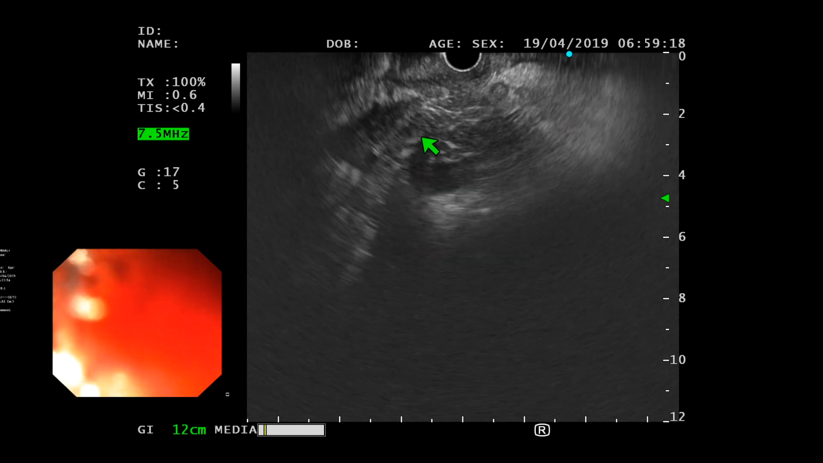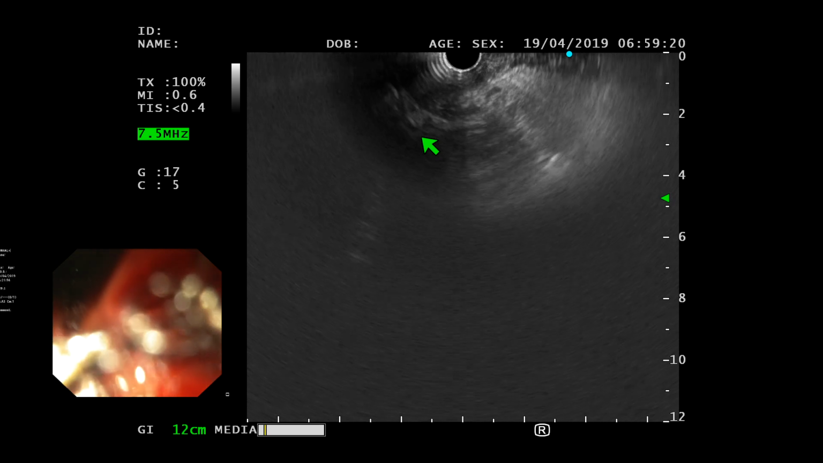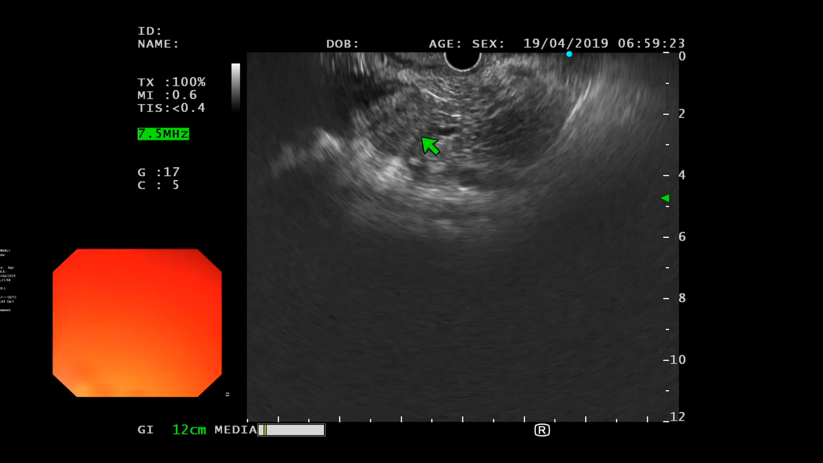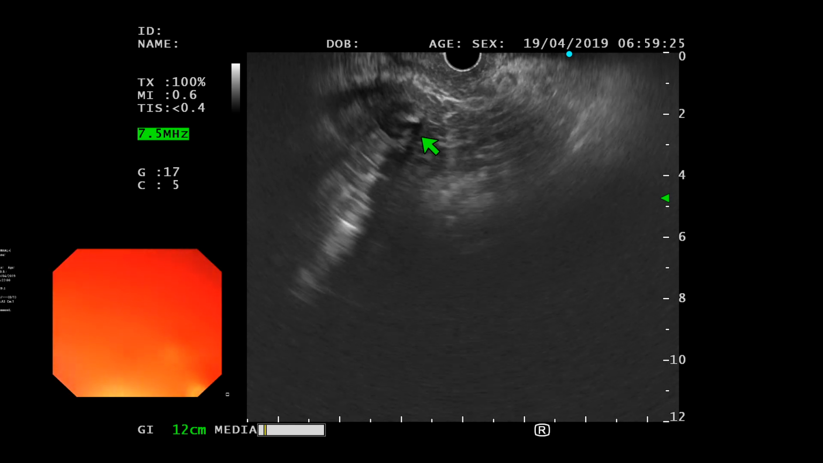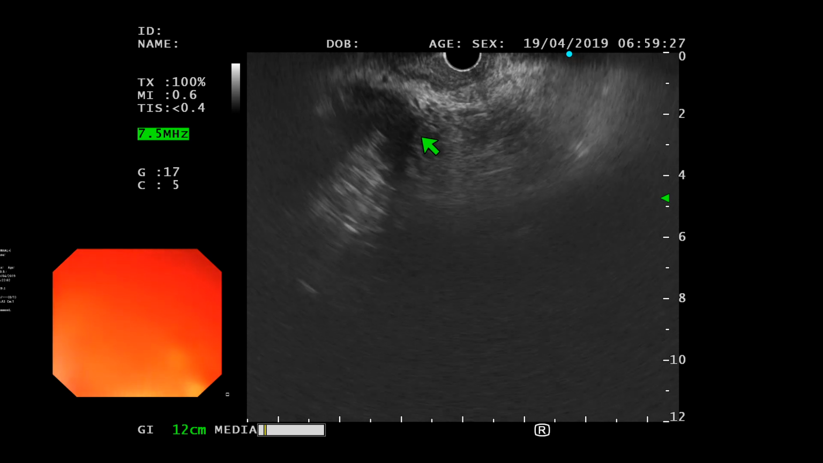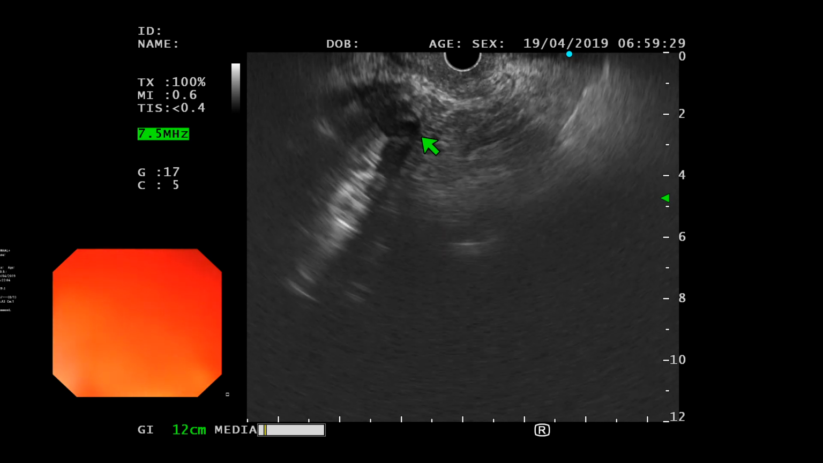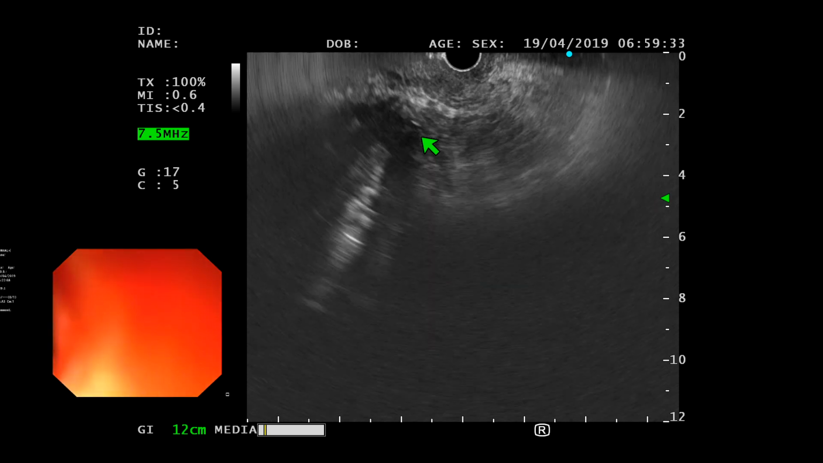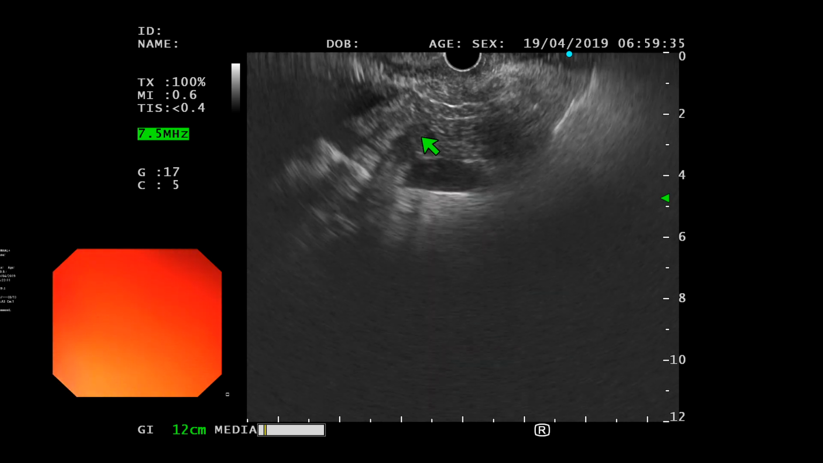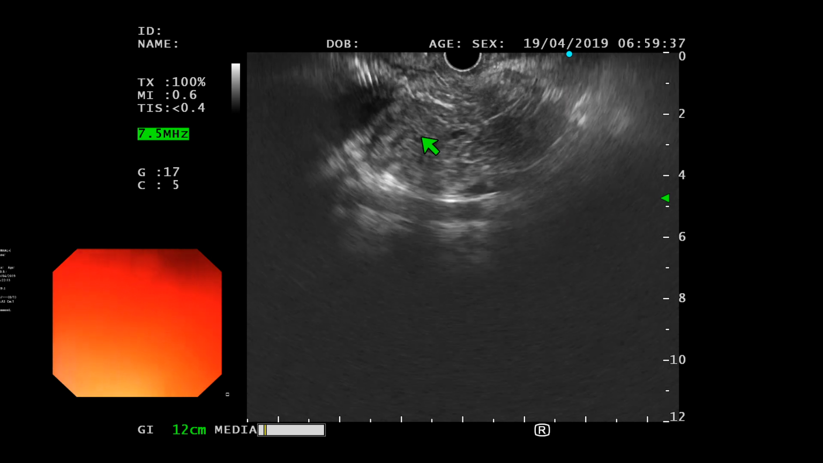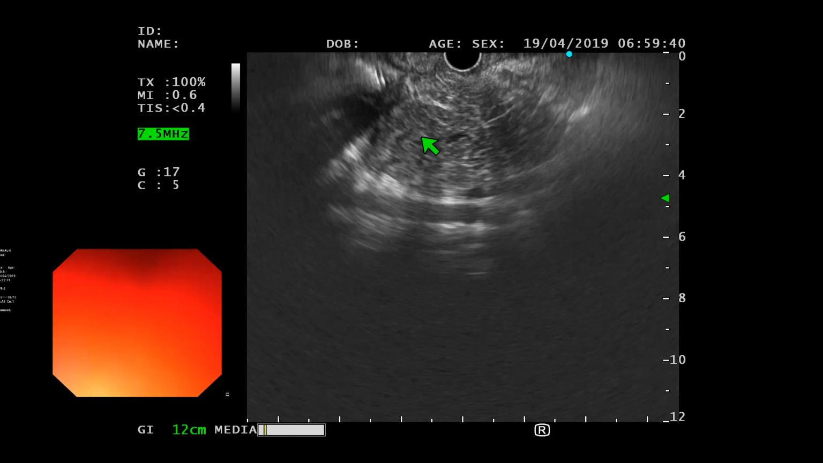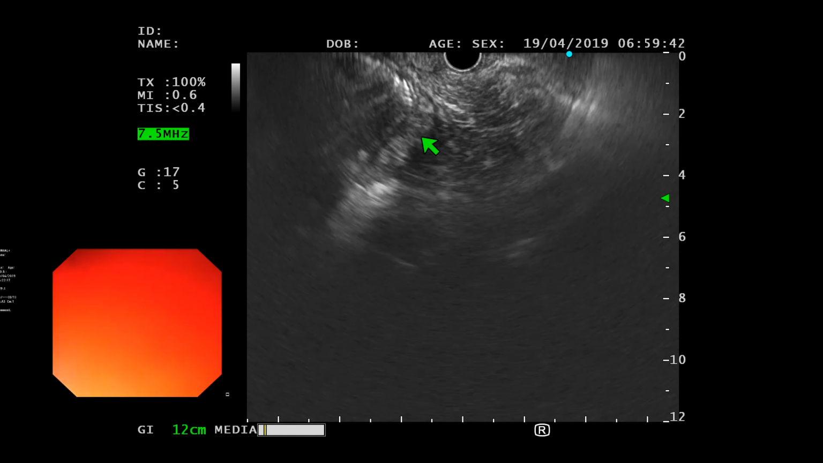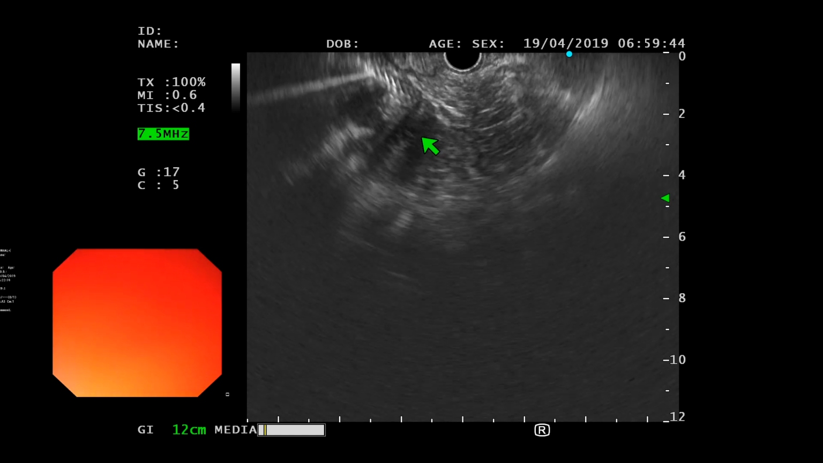Look at where the CBD is, identify it again. Okay, fine, go ahead. And now you need to go, okay, this is the head of the pancreas. Now identify the stent. This is the stent, okay, fine. Go up and down along the stent, both.